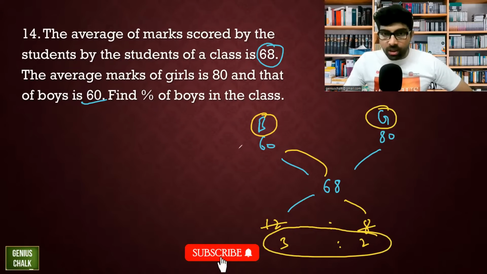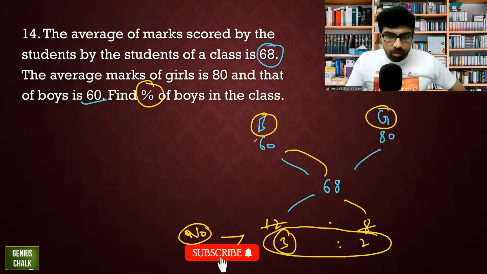Now, because boys and girls are there, their number is to be written here. Quantity is to be written here, right? So what is asked? The average of marks scored by the students is this. Find the percentage of boys. So 3 is the number of boys.